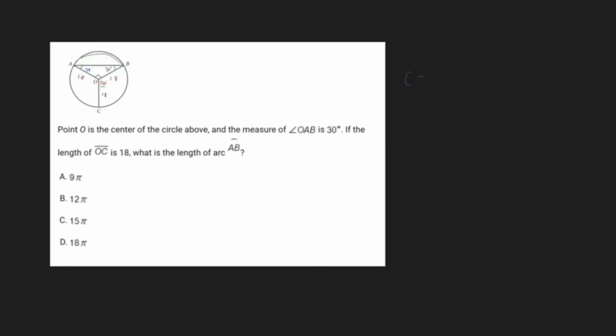The circumference of a circle is equivalent to 2 pi times the radius, not the radians. So the radius is equivalent to 18, and we can just do 2 times 18, which is 36 pi. And so that is our circumference.